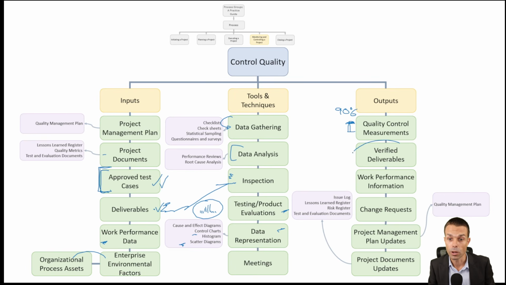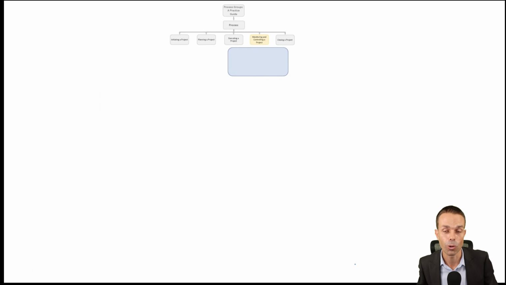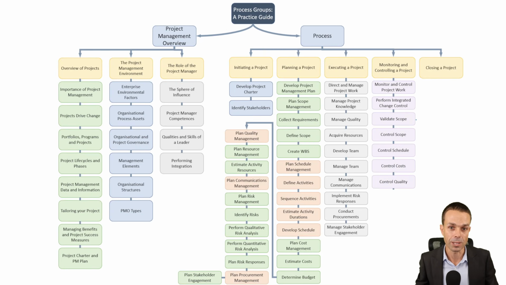Verified deliverables. So now we're verifying them so that the project sponsor can validate them and approve them and sign off on those deliverables like we saw before. Work performance information, change requests, project management updates, and project documents updates are all the outputs for controlling quality.